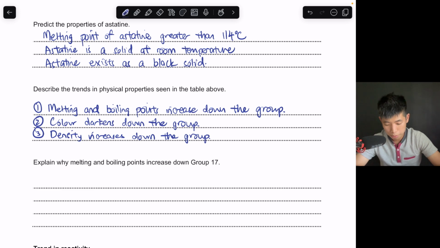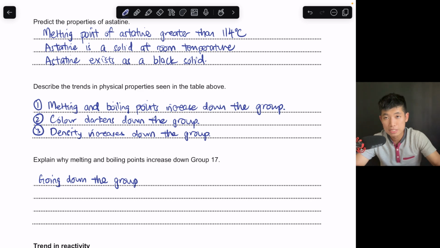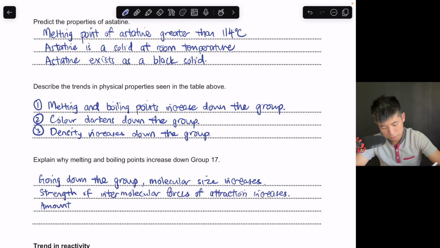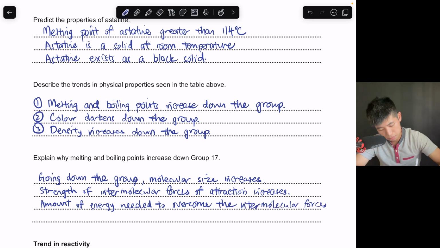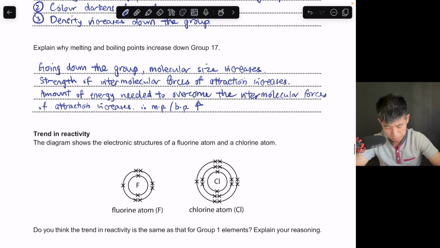Why does the melting and boiling point increase as we go down the group? This links to chemical bonding. They are all non-metals. We expect them to have a simple molecular structure. As you go down the group, the size of the molecules increases, and the strength of the intermolecular forces increases. As a result, you need more energy to overcome the stronger intermolecular forces of attraction. So the melting and boiling point increases.